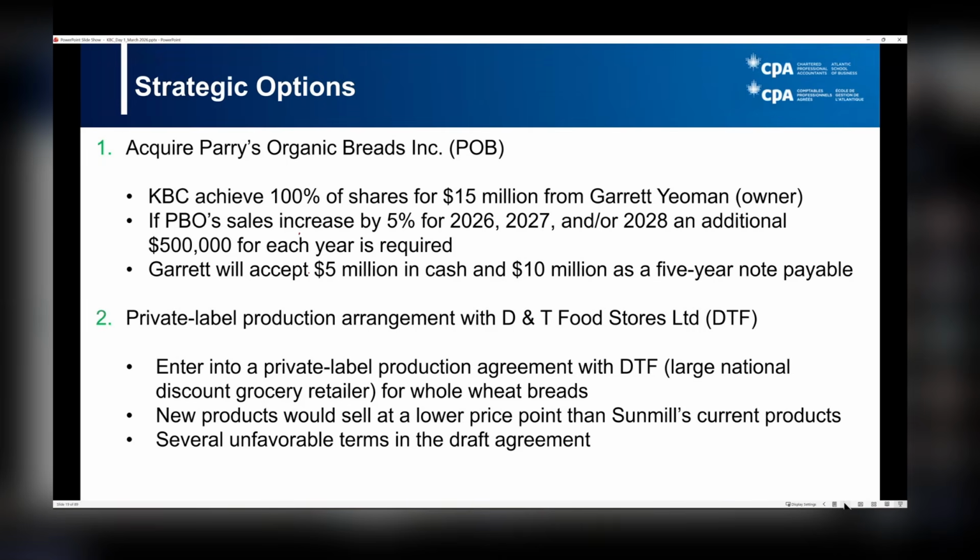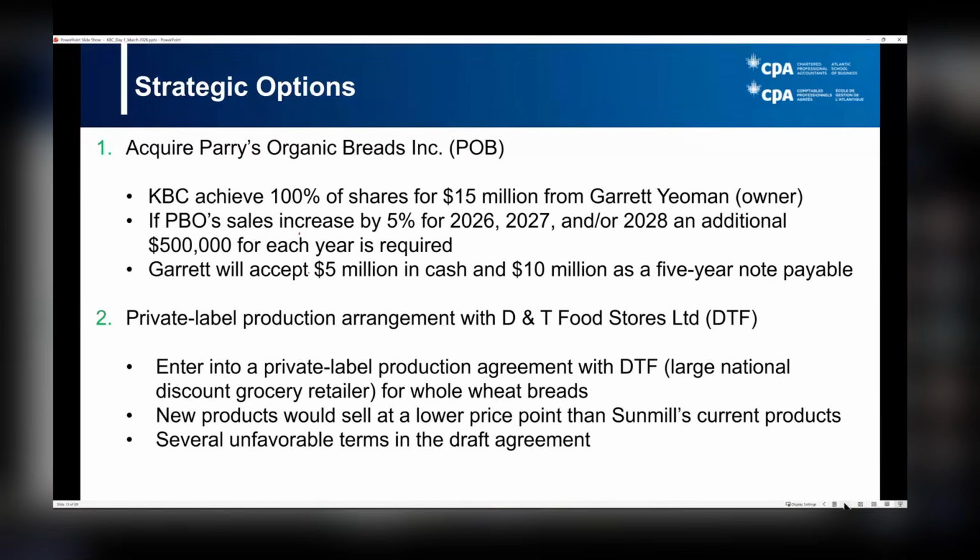So when it comes to the strategic options, again, all you really need to take away from the Capstone One case is what were the options. In day one, they'll tell you which option or options they implemented. So it could be some of these options. They'll tell you what happened. Could be an option you've never heard of. And then you're going to be asked to analyze other options moving forward. So the first one was to acquire Barry's Organic Bread Inc., POB.